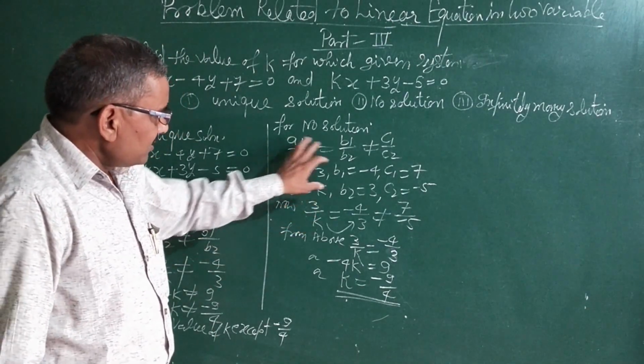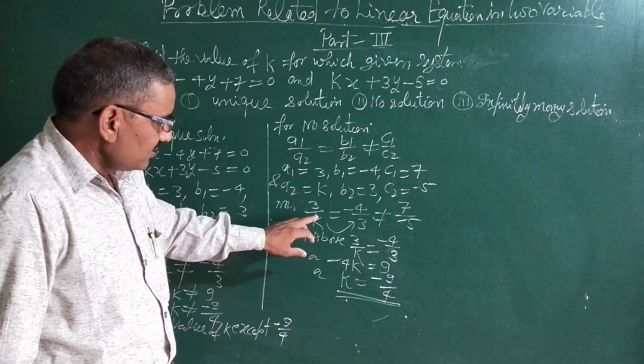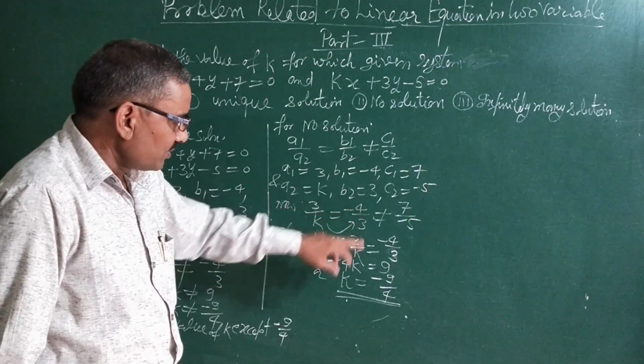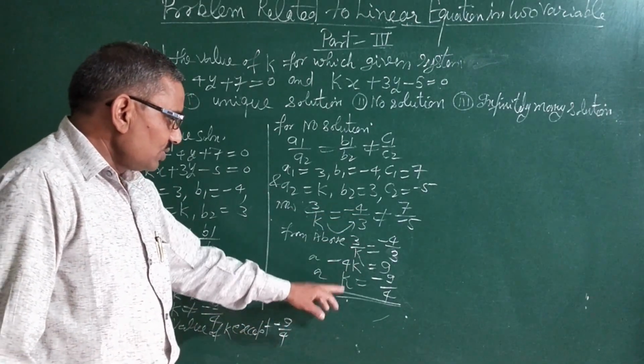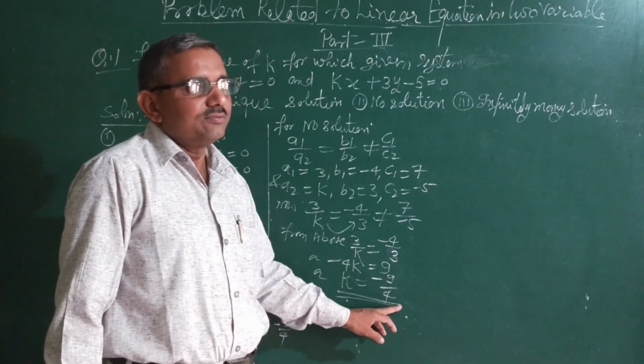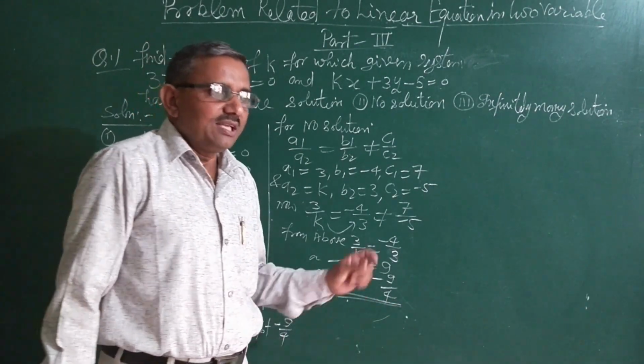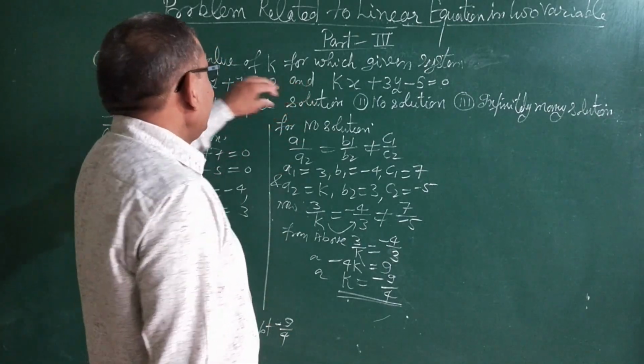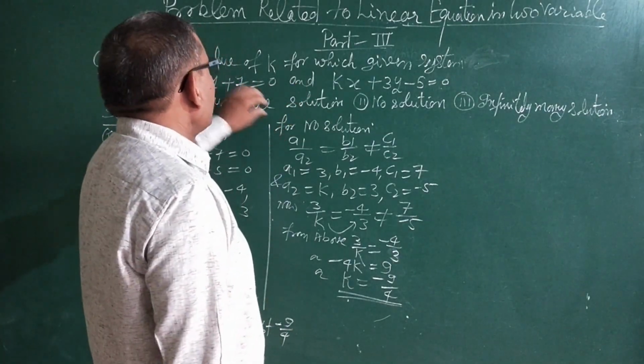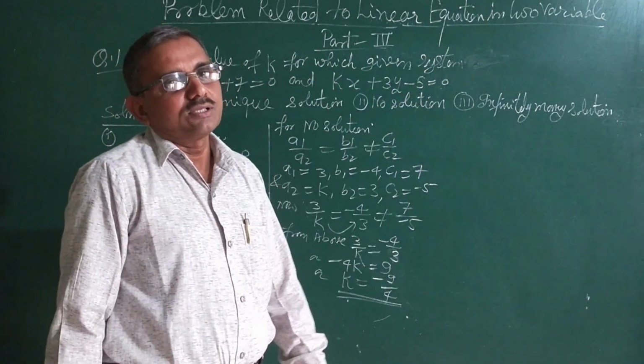So, from the first two ratios, 3 upon k is equal to minus 4 upon 3. This will give you k is equal to minus 9 upon 4. This value, minus 9 upon 4, will give no solution for these two equations.